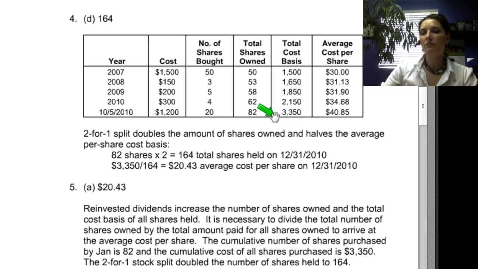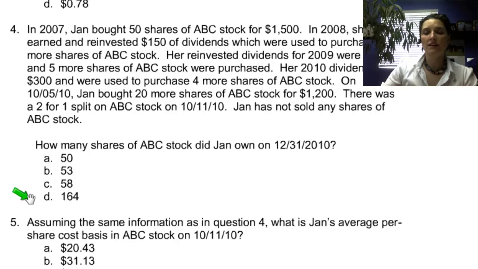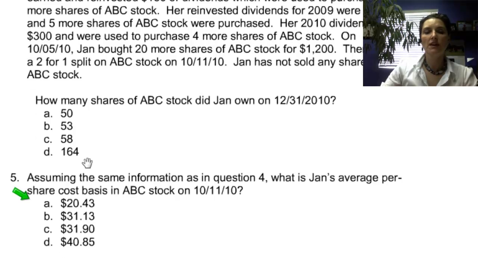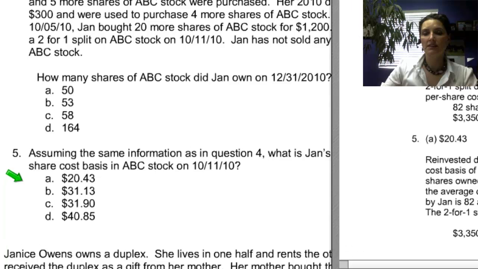When we add them up, we get $3,350, and that gives us an average cost per share after the 2-for-1 split of $20.43. So going over to question 4, what is the total number of shares she owns? At the end of the year, it's 164. And what is her average cost per share at the end of the year? Question number 5, the correct answer is A, $20.43.